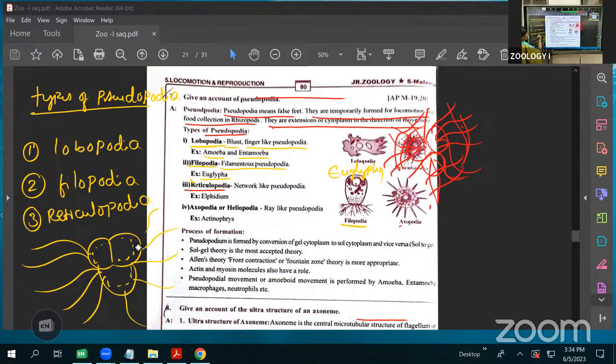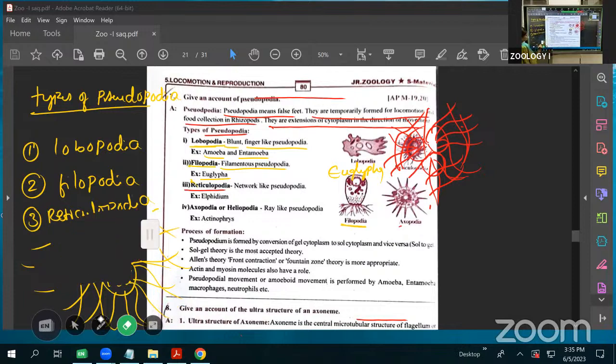They form a net-like structure. The branches are there, and these branches form net-like structures. That's why it is called Reticulopodia. It is helpful in locomotion as well as food collection. Next, the last one is called Axopodia.